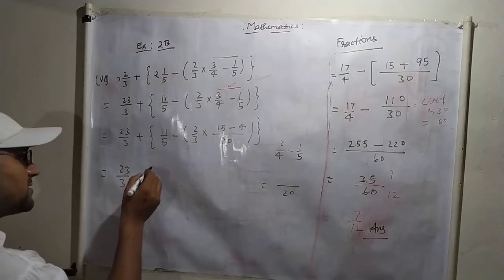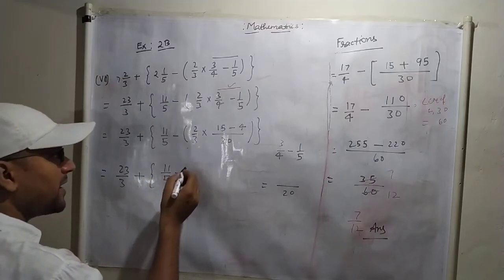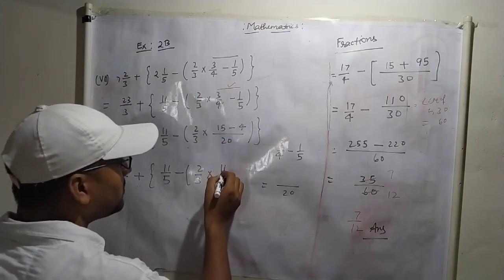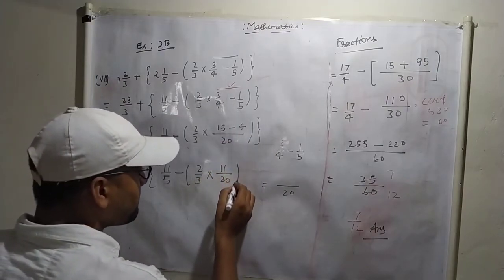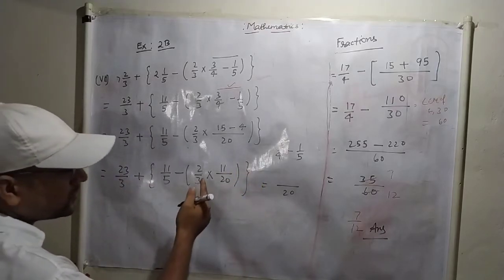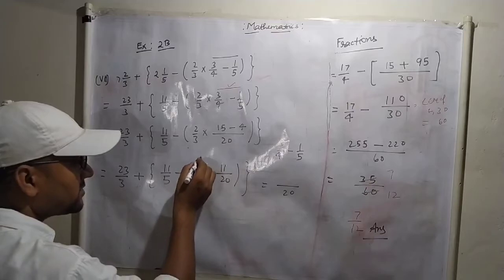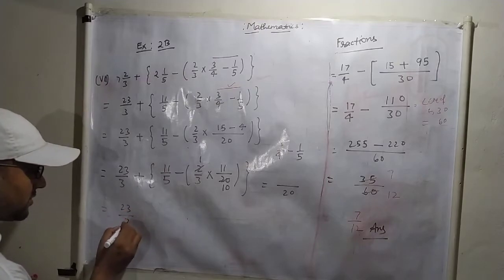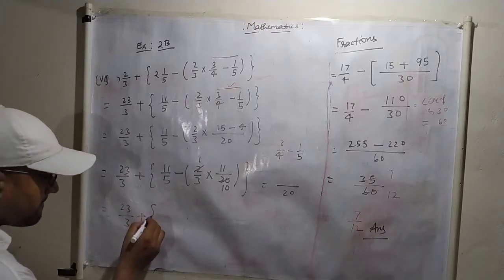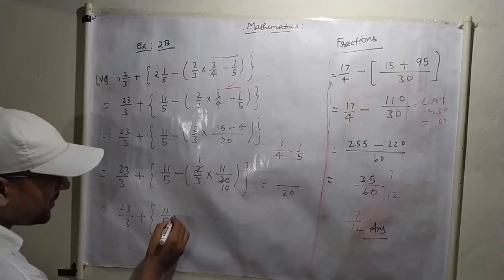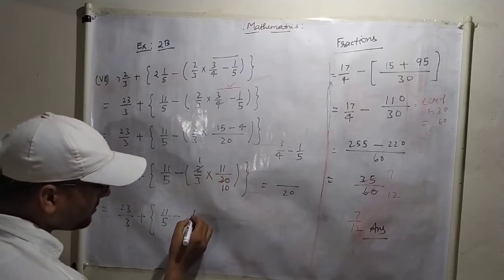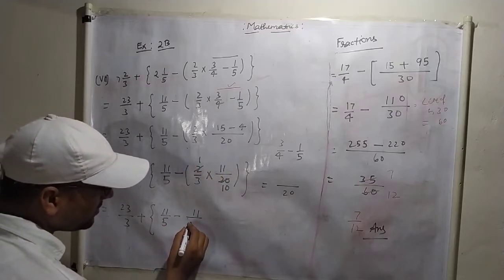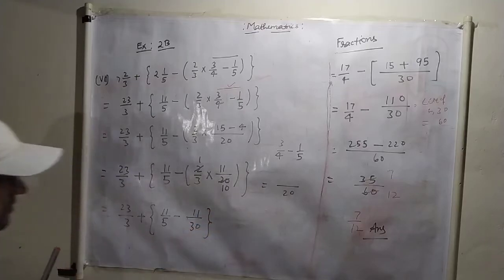23 upon 3 plus 11 upon 5 minus 2 by 3 multiplication 11 upon 20, and then after that we are going to do this multiplication. 2 ones are 2, 2 tens are 20. Then after, 23 upon 3 plus 11 upon 5, students, minus, 11 is multiplied into 1, 11, and 10 is multiplied into 3, you get 30. Close this one, curly bracket.